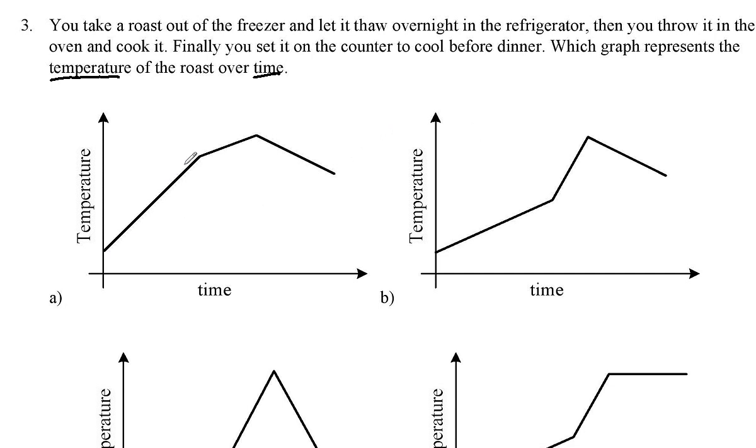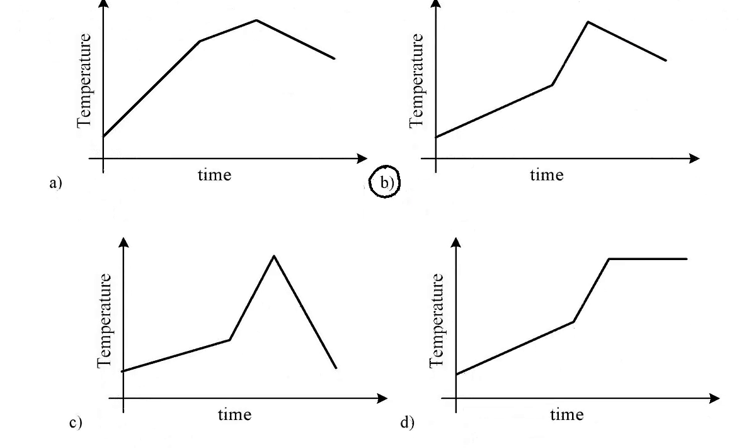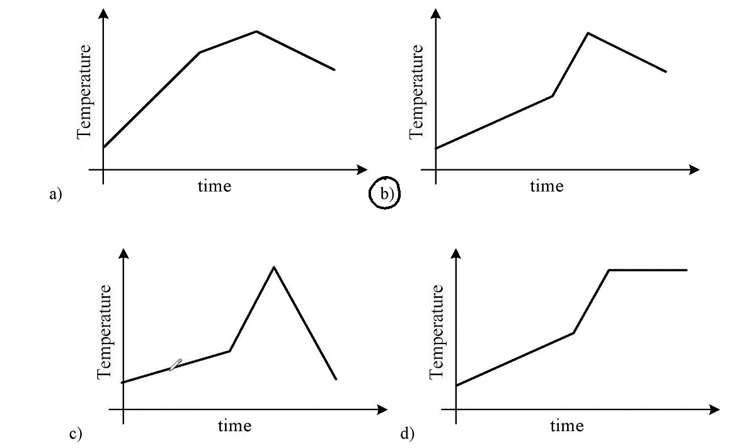We have 4 choices here. In the first, the temperature increases pretty quickly, then increases slower, and then goes down. That's out, because the thawing in the refrigerator happens more slowly than the increase in the oven. In B, the temperature increases more slowly, then increases quicker, and then decreases. That looks like a definite possibility. In C, it increases slowly, increases quick, and then decreases quick. Look at our ending temperature though. If you go back across, it's the same temp as when it was in the freezer.